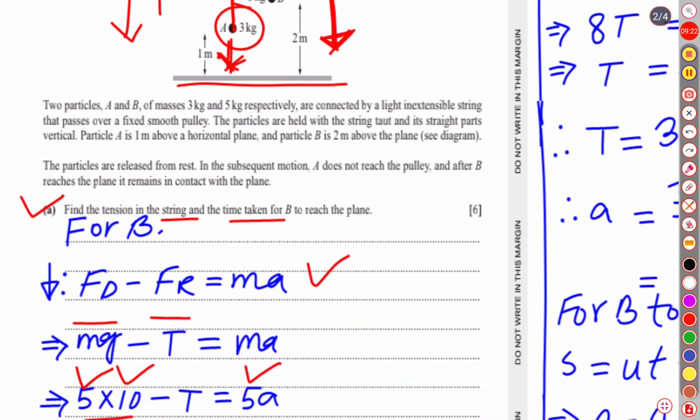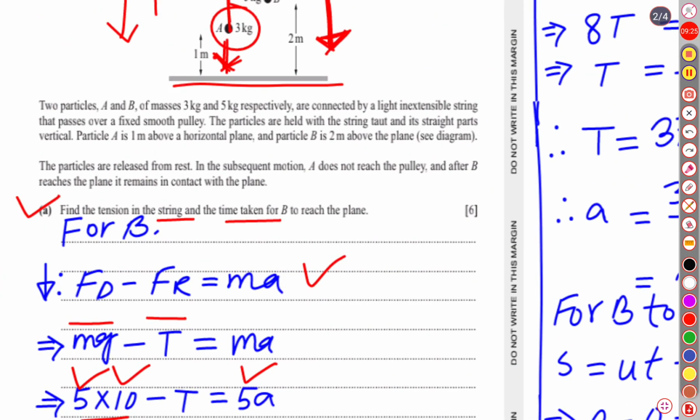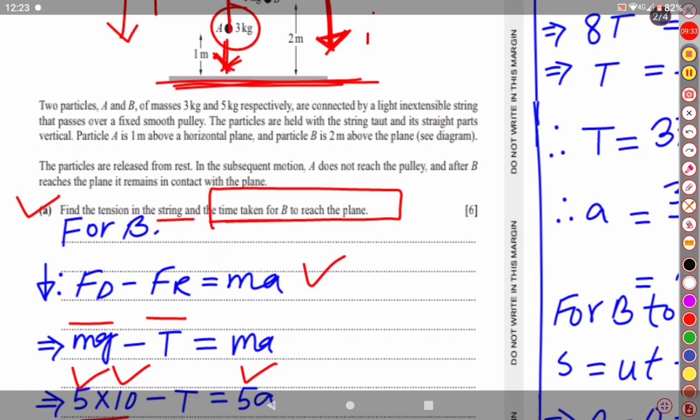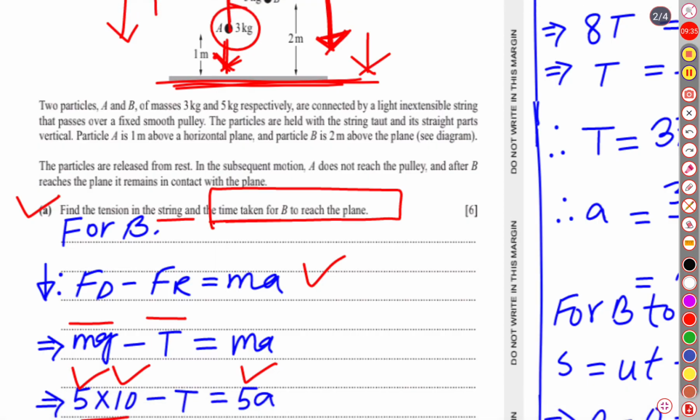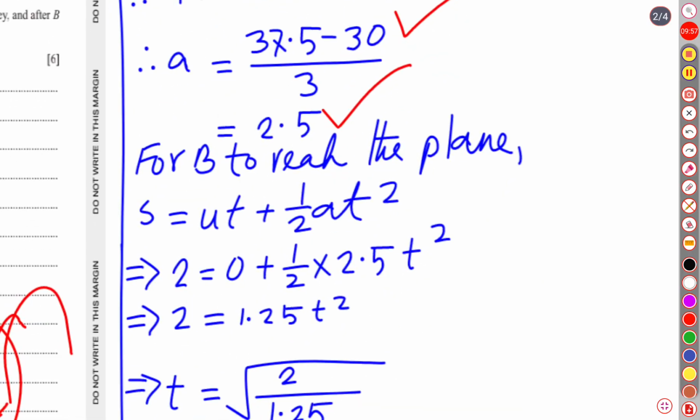If we see the second part of the question, it asks for the time taken for B to reach the plane. This is the plane, and B is coming downward, and we have to find the time. So what is the concept we can apply? We know acceleration, we are supposed to find time, and we know the distance, I mean s, so we can apply the equation of motion, for time and displacement.